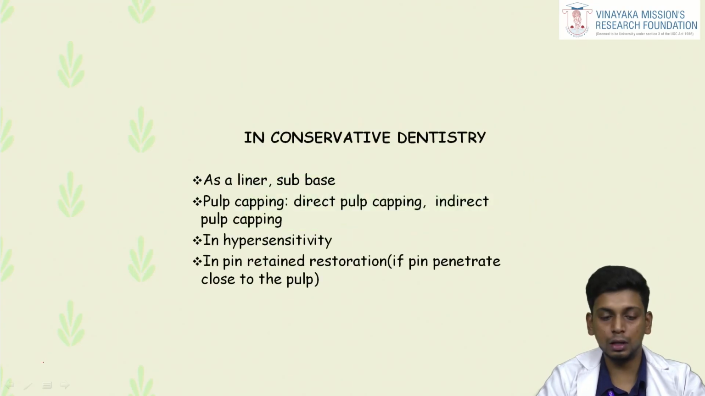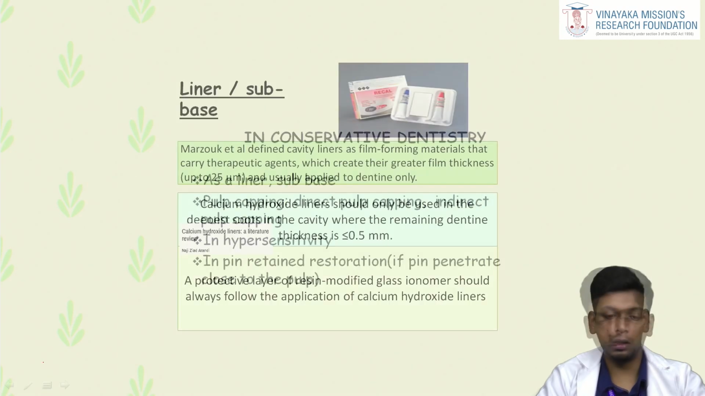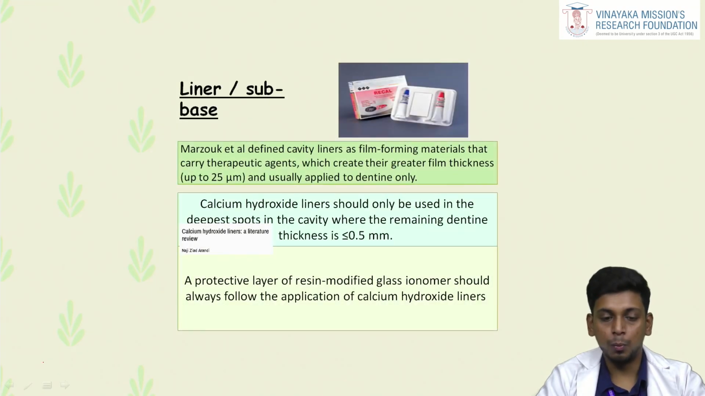In conservative dentistry, it is used as a liner, sub-base. It can also be used as a pulp capping agent in direct pulp capping and indirect pulp capping. In hypersensitivity, in pin treated restorations, if pin penetration is close to the pulp. Liner or a sub-base. Mazuk et al. defined cavity liners as film forming materials that carry therapeutic agents which create their greater film thickness and usually applied to dentin only.